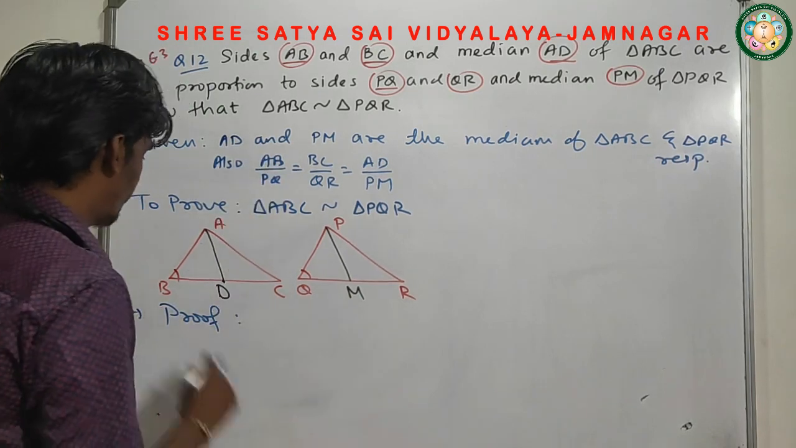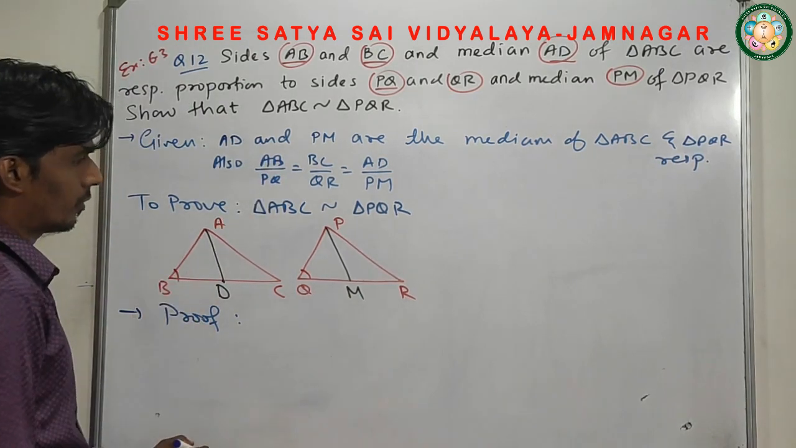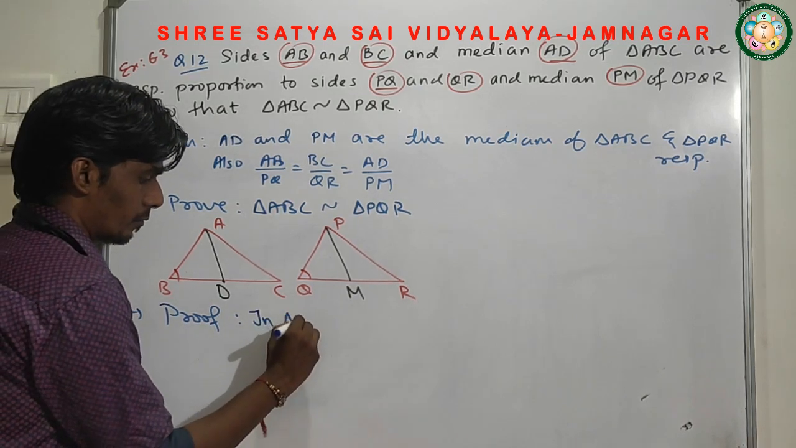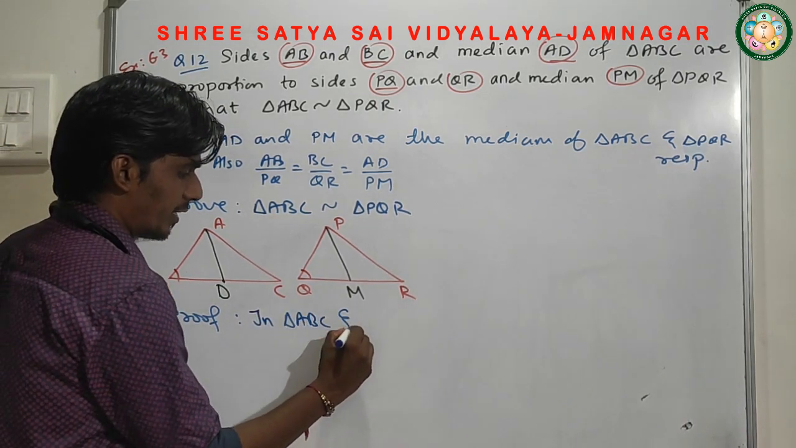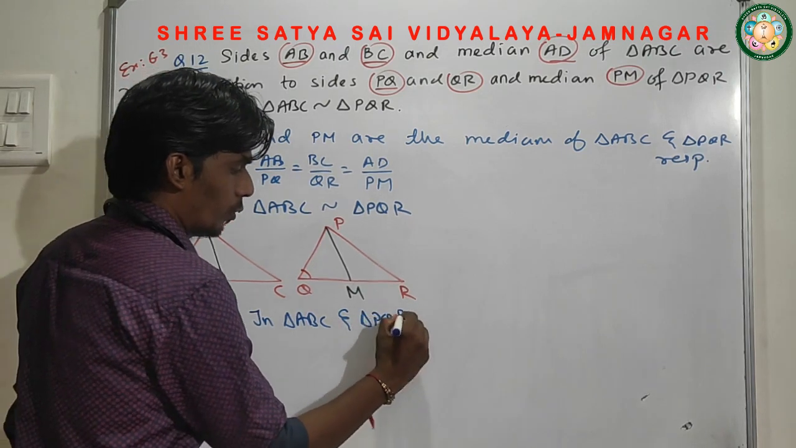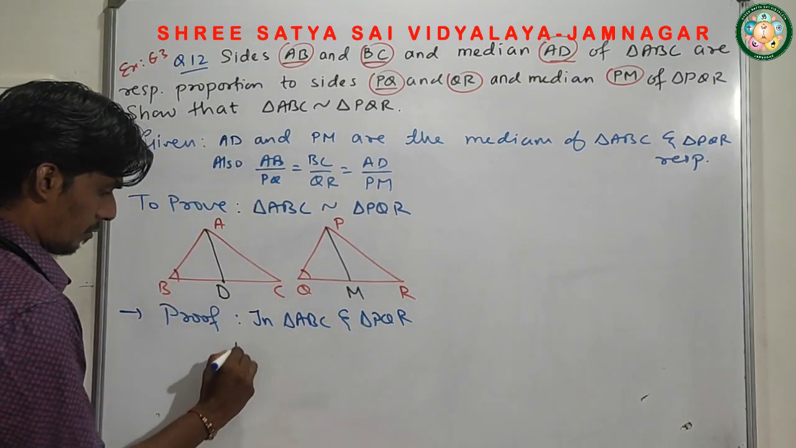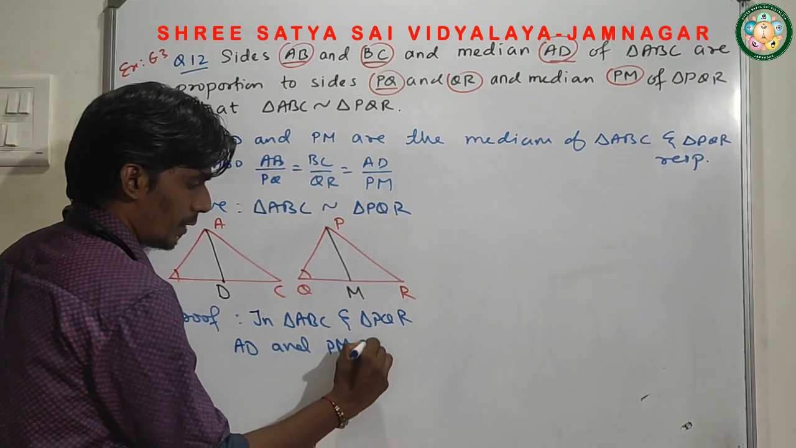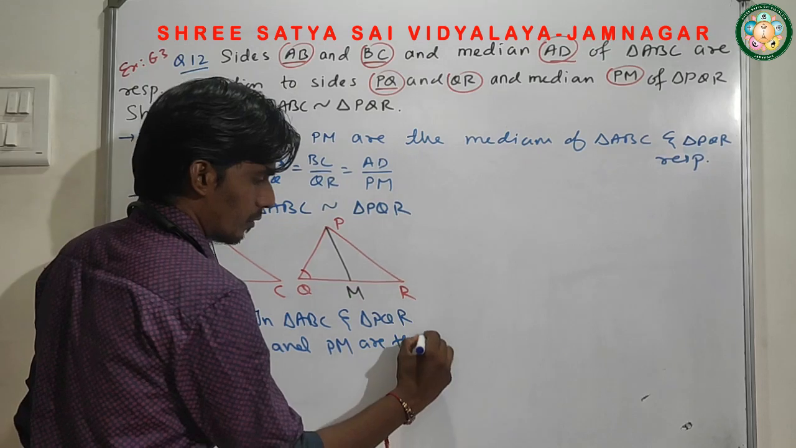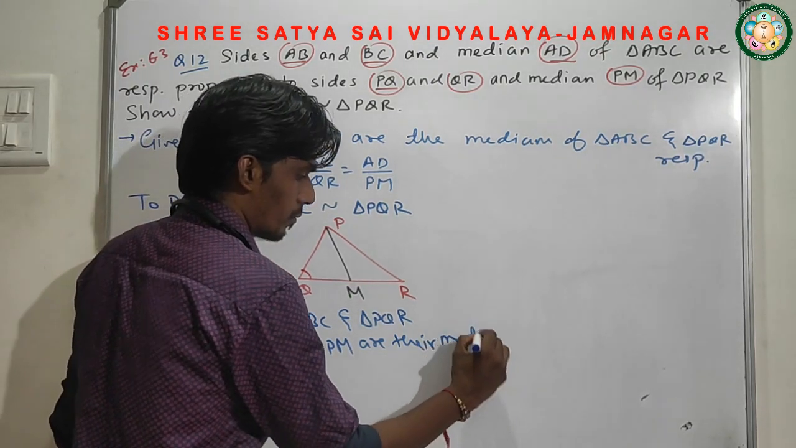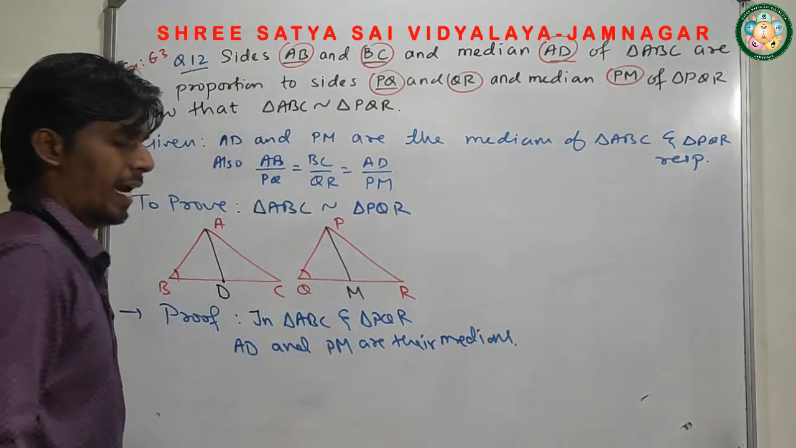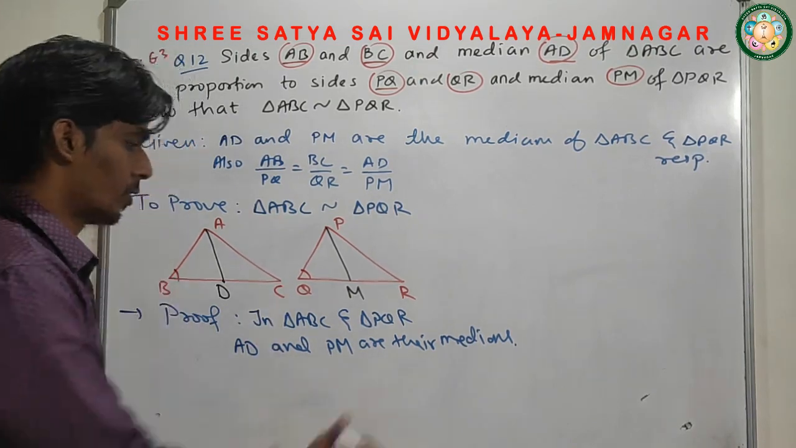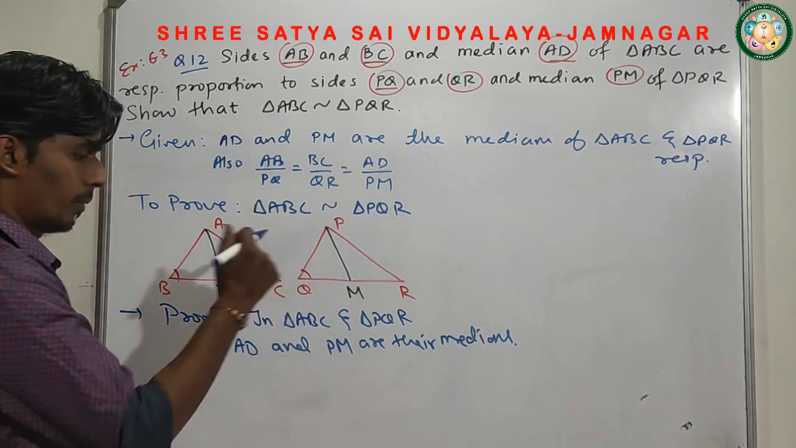So as per the given, first of all, what are we going to take here? In triangle ABC and triangle PQR, AD and PM are the medians. As I told you, we will always get the solution from the given statement only. So from the median only it is possible to prove this.